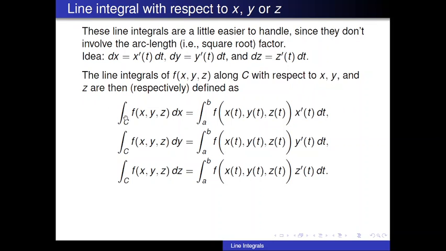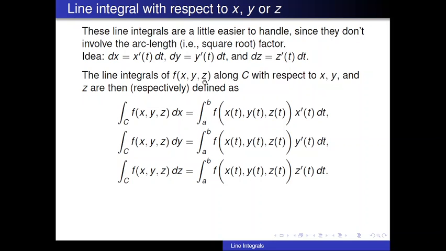And so the line integrals of some function, say f, along the curve C with respect to x, y, or z are then defined as follows. The one with respect to x, which we write like this, is given by the integral from a to b of f of x of t, y of t, z of t times x prime of t dt. This is this dx here. Note that we could replace x of t, y of t, z of t with just the curve r of t. And the bounds here, a and b, are going to be the places where we cut off the curve.